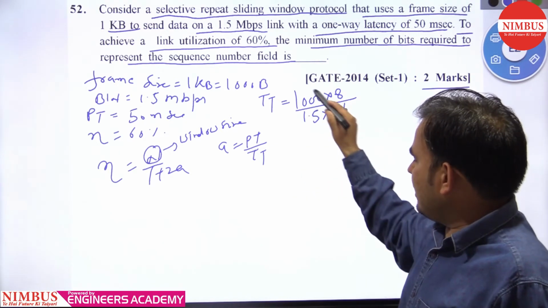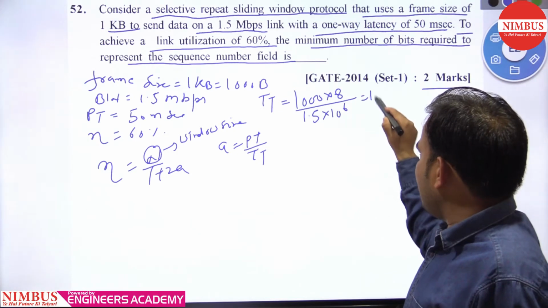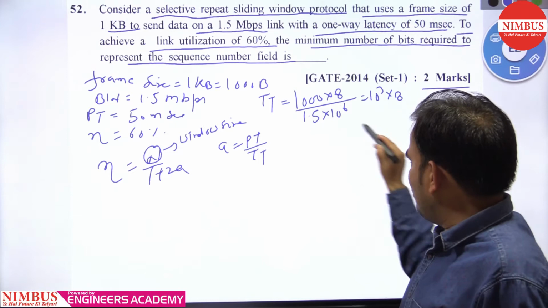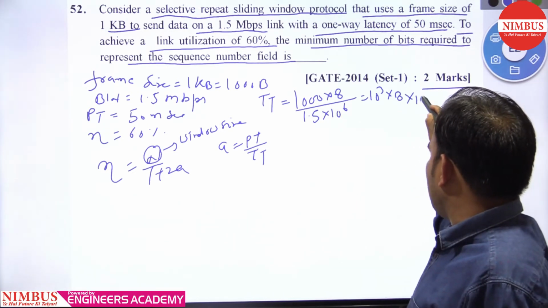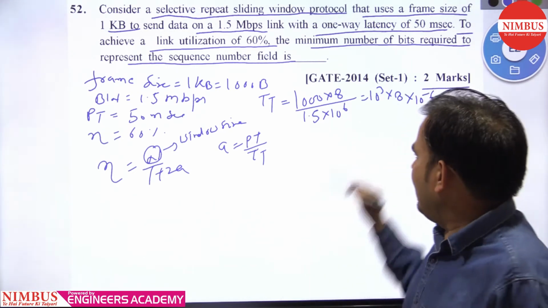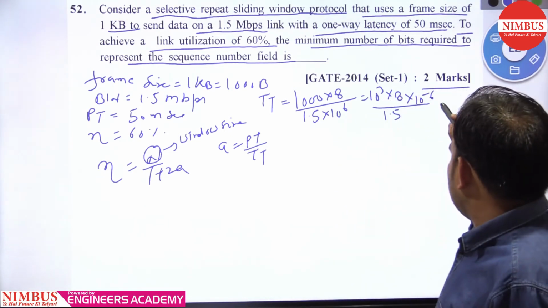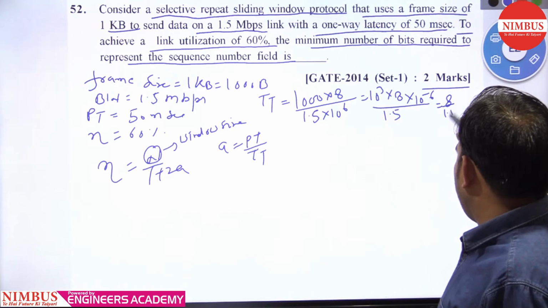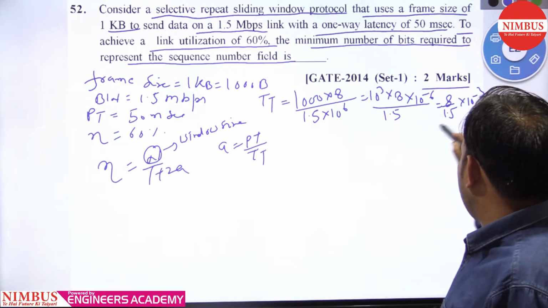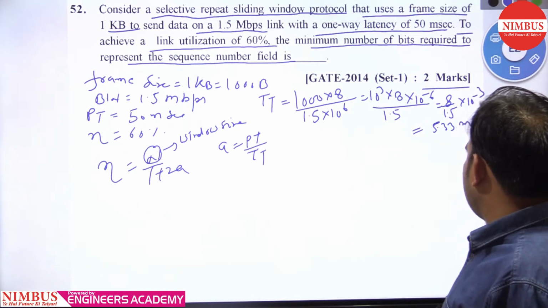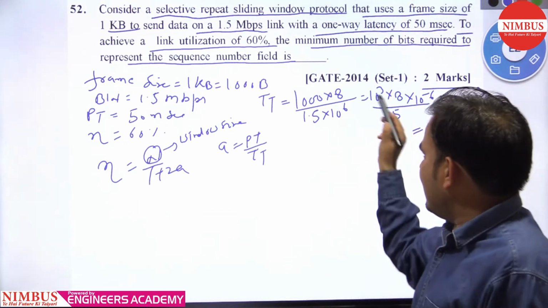So this is nothing but 10 to the power 3 into 8. When the 10 to the power 6 goes above, it becomes 10 to the power minus 6. Divided by 1.5, this is 8 upon 1.5 into 10 to the power minus 3, which is 5.33 milliseconds. So this is the transmission time.